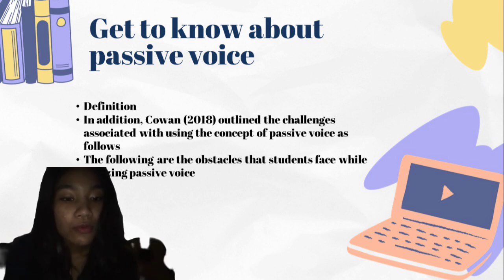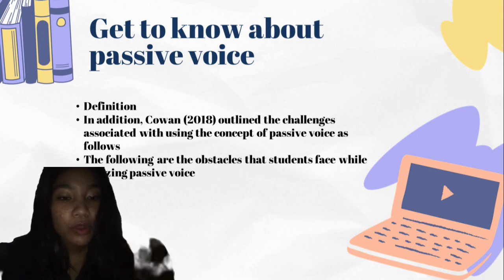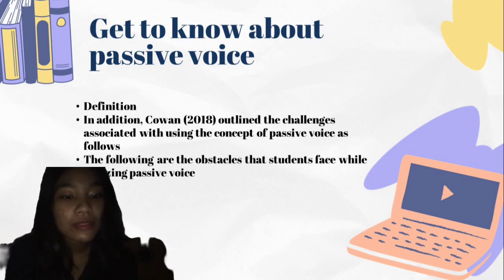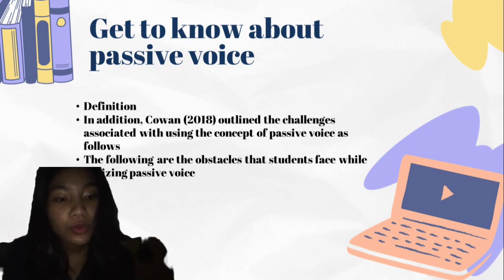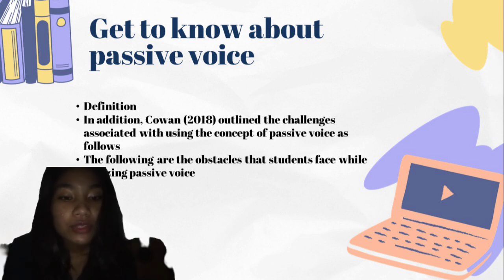C. The decision of whether or not to provide information on the object of the sentence might also be difficult at times. D. Even though the structure of passive voice is straightforward, it is not easy to understand and may be challenging to implement in a variety of tenses. E. Using the passive voice should not be done without careful consideration since it often leaves out information about the agent. And the following are the obstacles that students face while utilizing passive voice.